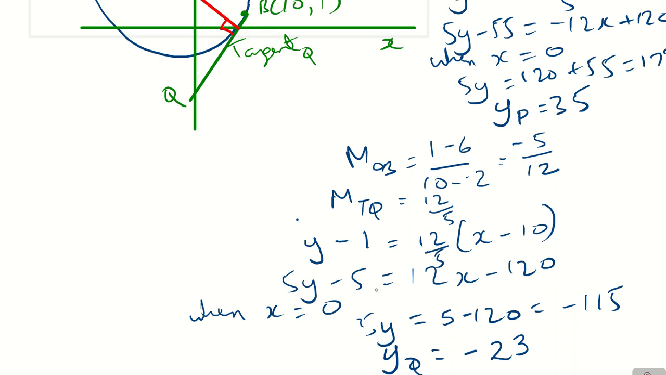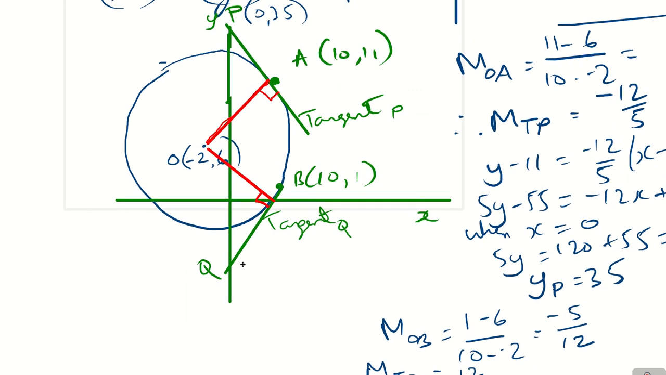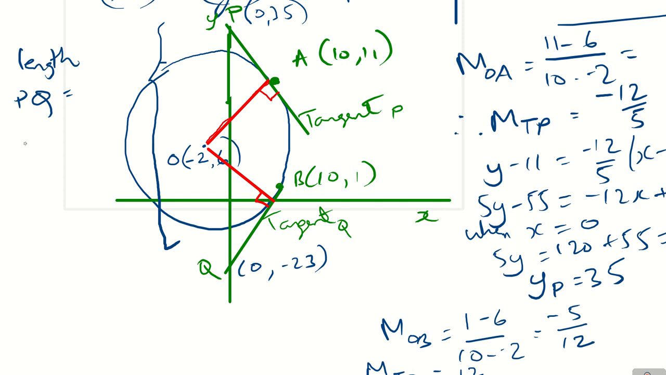Okay, so the y coordinate of Q is minus 23, so that's 0, minus 23. That means the length PQ, I hope you can see, has got to be equal to 35 plus 23, which equals 58, as required.